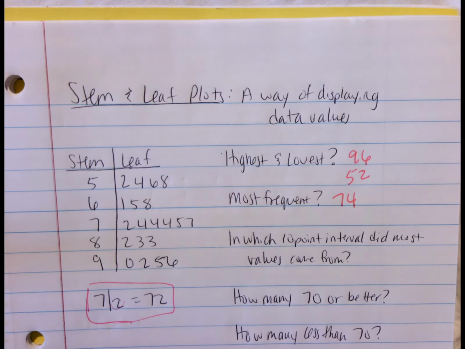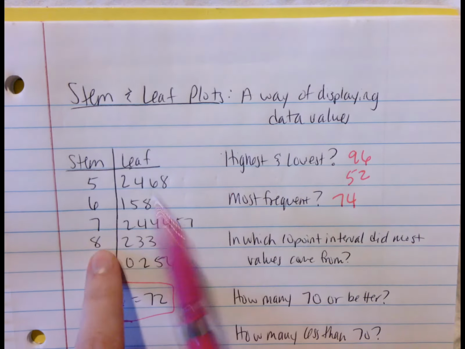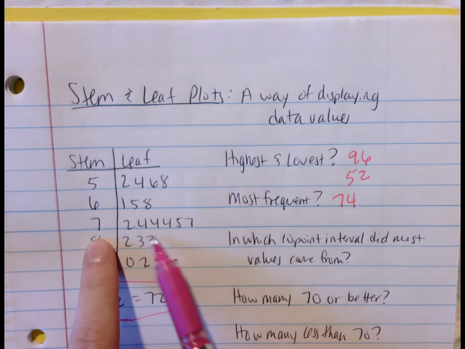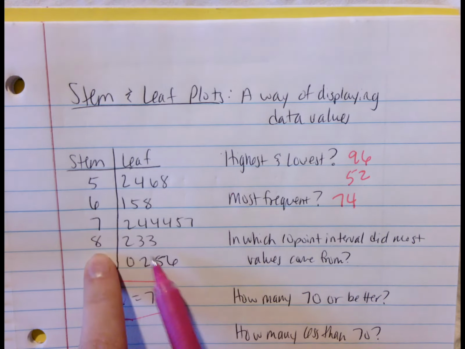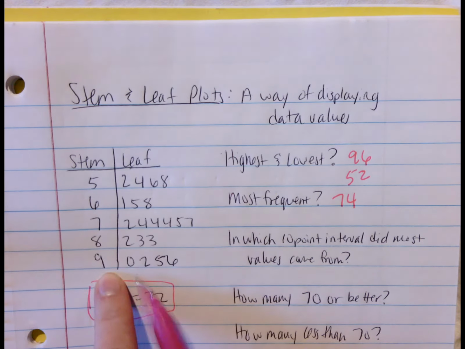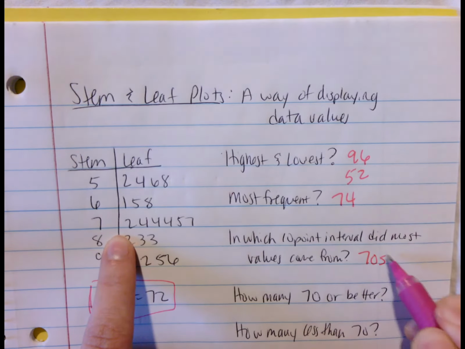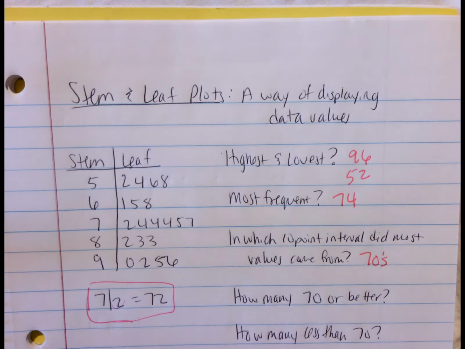Then it asks which 10-point interval most of these values appear in. There are 4 numbers in the 50s, 3 numbers in the 60s, 6 numbers in the 70s, 3 numbers in the 80s, and 4 numbers in the 90s. So it looks like the 70s range is where we're going to have 6 values.